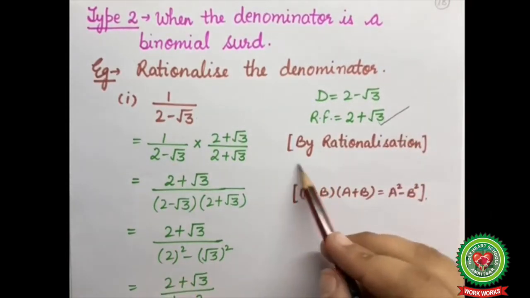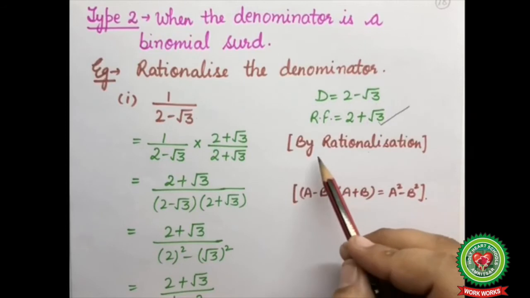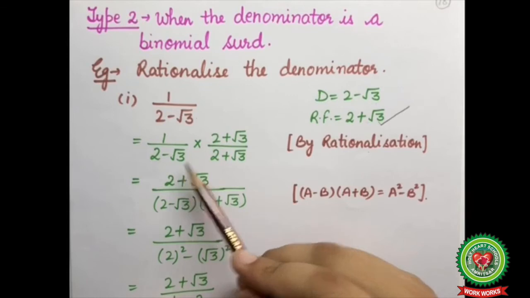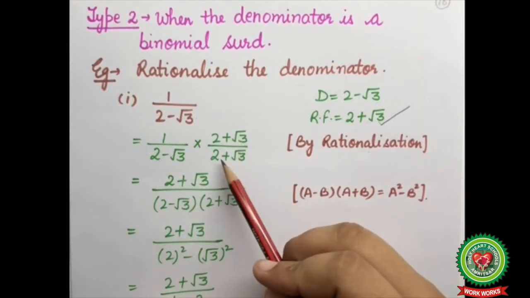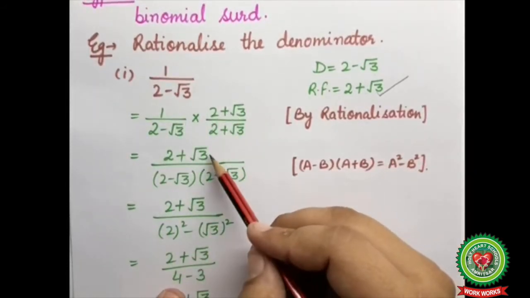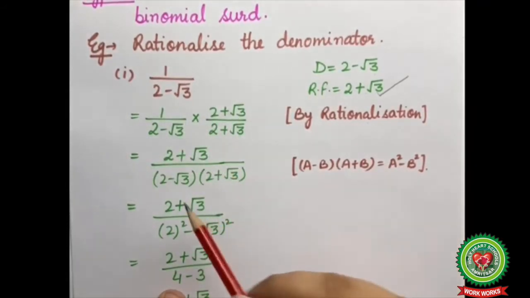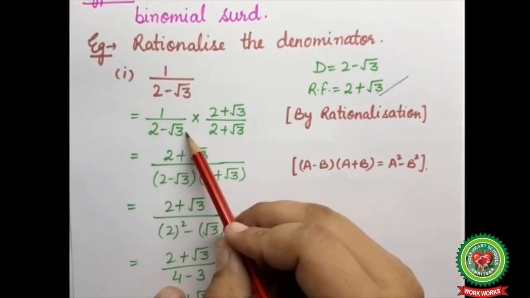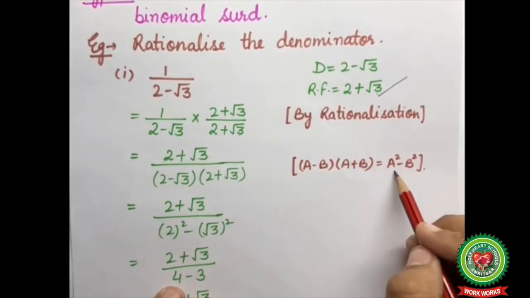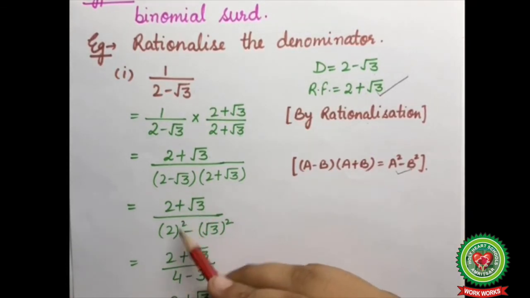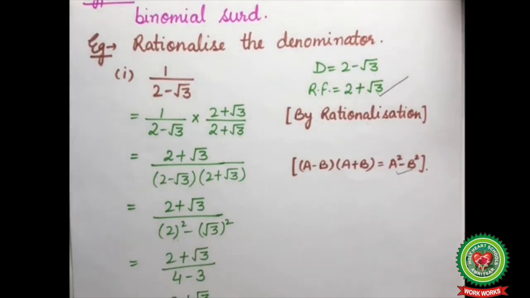So now we are going to do the rationalization. On rationalizing, we are going to get 1 upon 2 minus under root 3 into 2 plus under root 3 upon 2 plus under root 3. So 1 multiplied by 2 plus under root 3 will give us 2 plus under root 3. And in the denominator, we are going to apply the identity (a minus b) into (a plus b), which is equal to a square minus b square. So it will be 2 plus under root 3 upon 2 square minus under root 3 square.